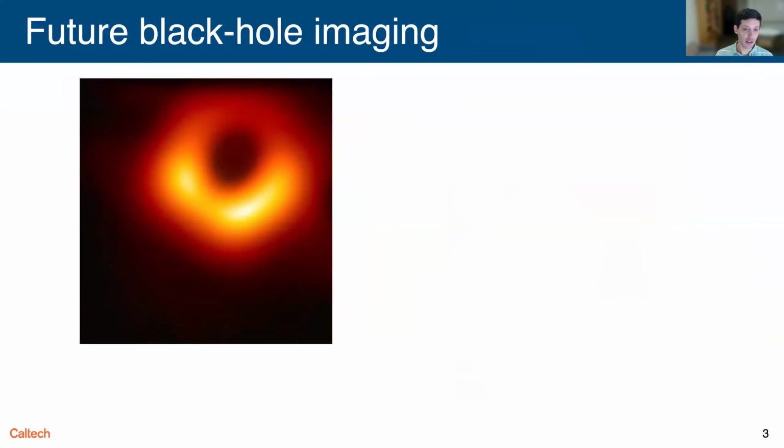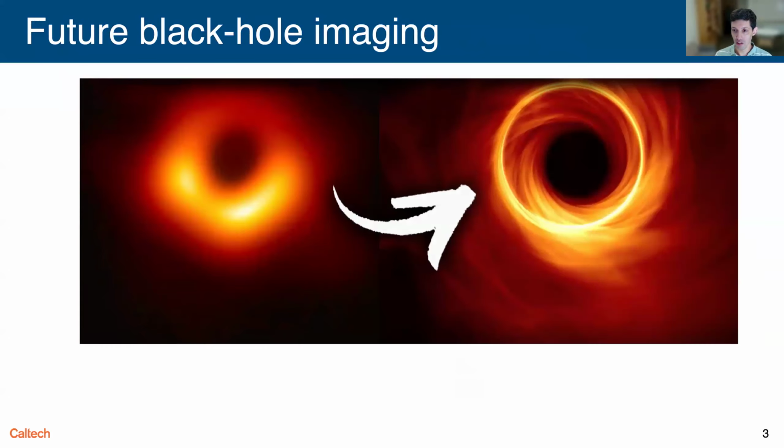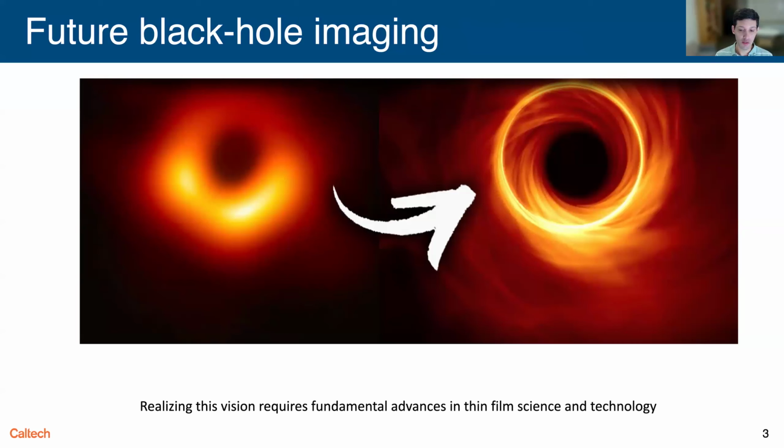All right, so we have now the image that looks like this. Now, wouldn't it be fantastic if we could get an image that looks like the one on the right? The right one, unfortunately, is not an image we've acquired experimentally yet. This is a simulation of what one could obtain if we had, for instance, radio observatories in space so that we could get better angular resolution of the image. Well, what I hope to convince you is that we really need fundamental advances in thin film science and technology, like those transistors I described before, to achieve this vision.